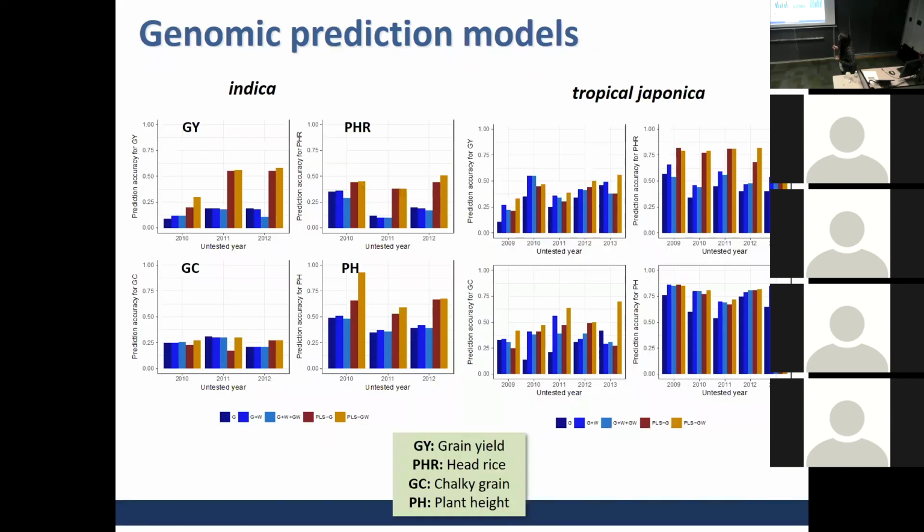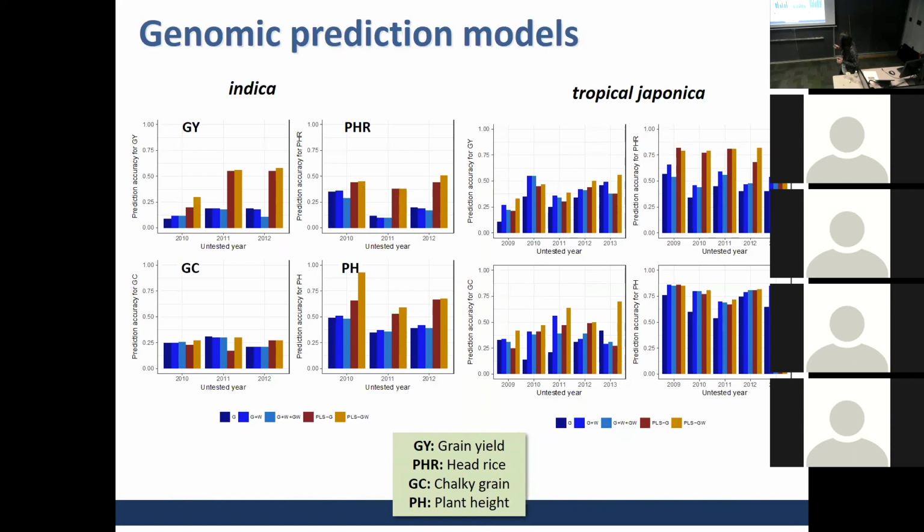And these are the results for the prediction accuracies in both data sets. Here we are trying to predict new years. The blue bars represent the reaction norm models, and the red and orange bars represent the PLS models.